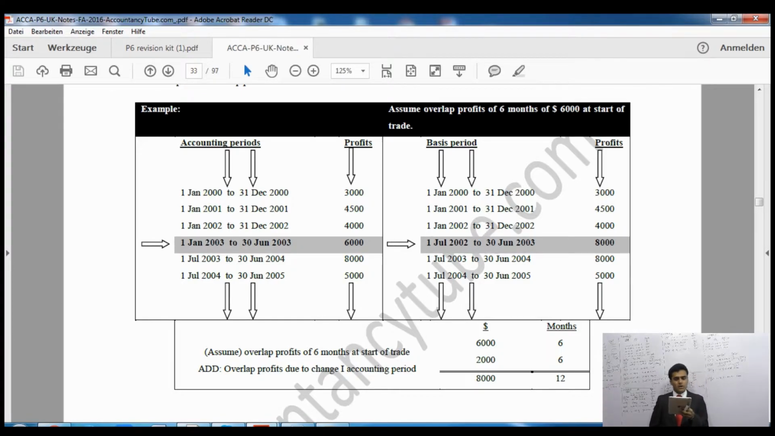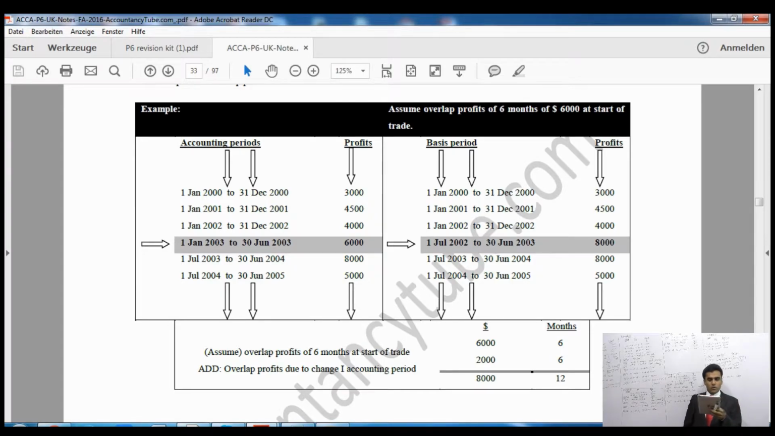So what does the rule say? The rule says that it will be 12 months to the new accounting date. So 12 months to the new accounting date means that the basis period will end on 30th of June 2003, and we will take 12 months back from that. All right. So if you look on the right side where the shaded area is, the basis period will end on 30th of June 2003, and obviously when it is 12 months, it will start on 1st of July 2002.